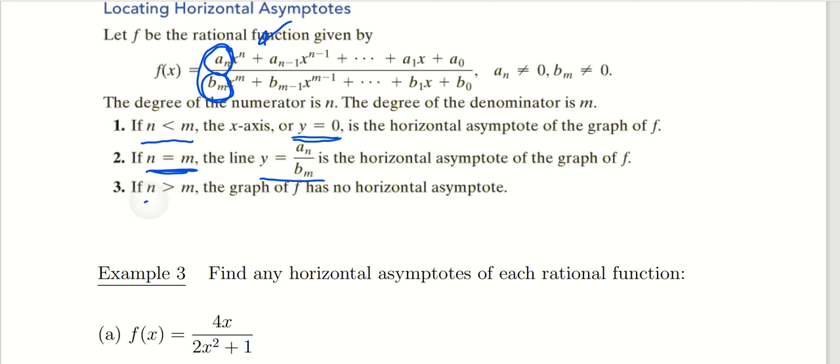And then lastly, what happens if n is bigger than m? Well, if n is bigger than m, that simply means that the highest power would be in the numerator. If the highest power is in the numerator, then there is no horizontal asymptote. We'll investigate this third case in a little more detail in the case that the top is of degree 1 higher. But in general, if the numerator has a higher exponent, there is no horizontal asymptote.